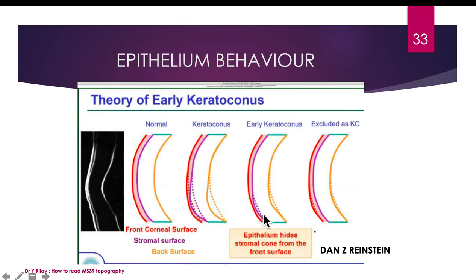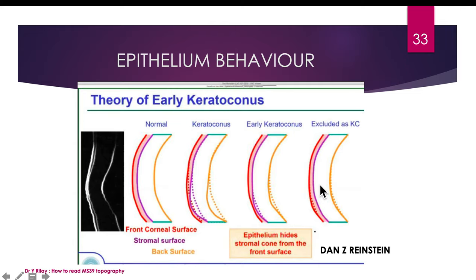That's why actually we cannot work with topography in refractive surgery without an epithelial mapping, because we will have some false negatives. Here it is a false negative topography, and it will lead us maybe to a post-refractive surgery ectasia. This is very important in refractive surgery.